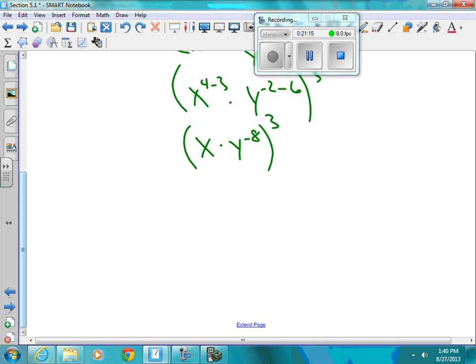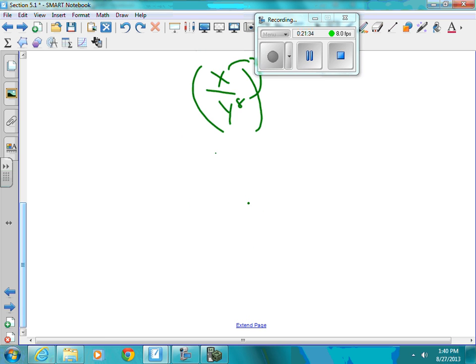And we got more than one way we can go here. I'm going to get rid of the negative exponent right now. To do that, I would move the y to the 8th to the bottom, so I have x over y to the positive 8, all to the 3rd power. And now, last but not least, I'm going to distribute that 3, and I get x to the 3rd over y to the 24th power.